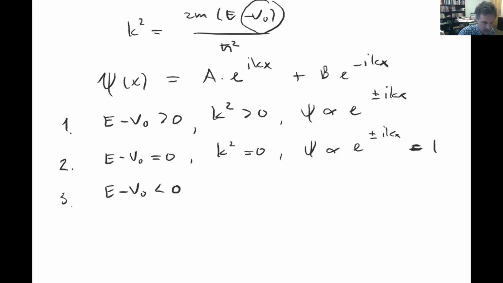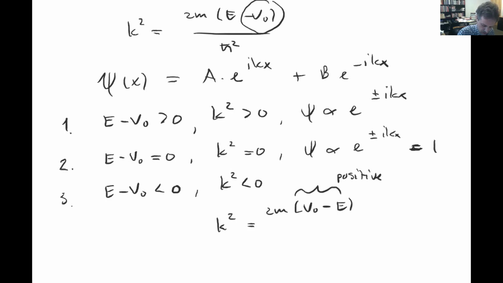So E minus V0 is less than 0. In that case, k squared is less than 0. And that means that the expression above, at the top of the page, is going to be a negative value. What do I do with that? Well, I can slightly rewrite it. I can say V naught minus E, this thing is still positive.